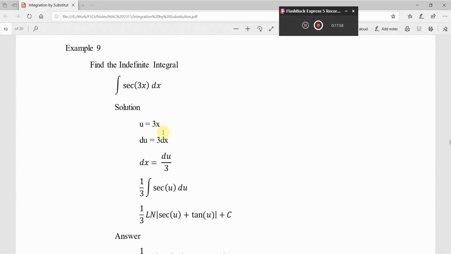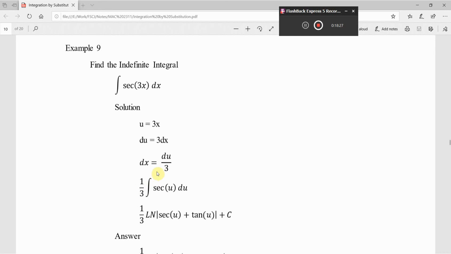All right, example number 9. Let's find the indefinite integral for the following. So I've got the indefinite integral of the secant of 3x dx. So u is equal to 3x. du is equal to 3 times dx. So I'm going to replace my 3x with u, and I'm going to replace my dx with a du over 3. And then my over 3, that's going to become a 1/3 on the outside.